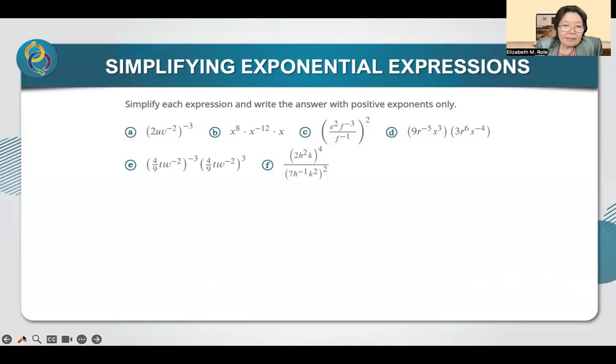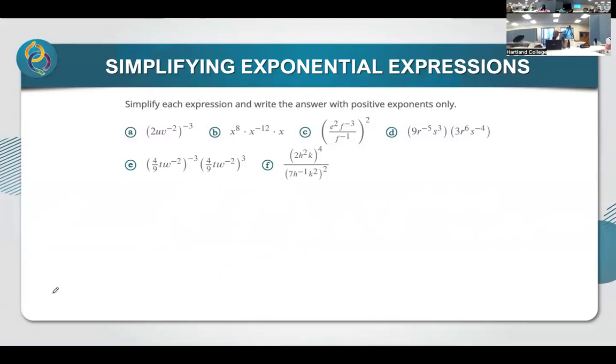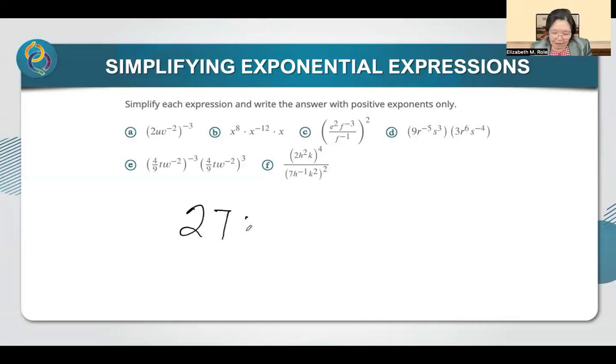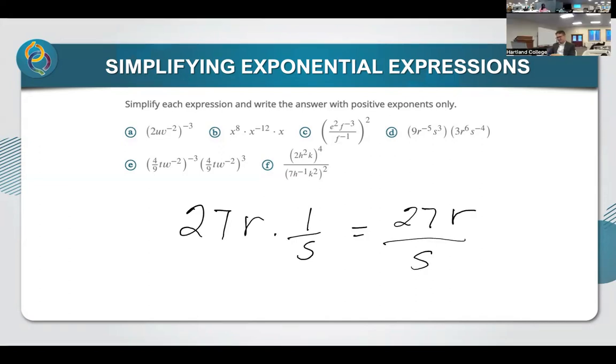Okay, let me do it again. 27 r over s? You got 27 r times 1 over s. Yes, 27 r times 1 over s, but that can be written as 27 r over s. I get it now, I understand. 27 r times 1 over s, or 27 r over s. Fine? Very good.